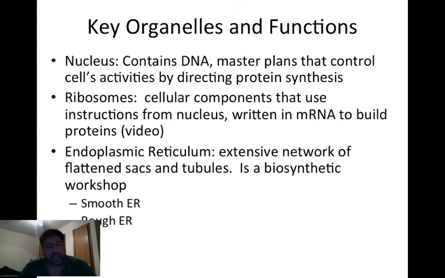So again, key organelles that you guys need to be familiar with and know. The nucleus contains the DNA, the master plan that controls cell activities by directing protein synthesis. Ribosomes are cellular components that use the instructions from the nucleus. Again, remember that instructions are written into messenger RNA, and then that messenger RNA gets translated by the ribosomes to build and make the proteins.